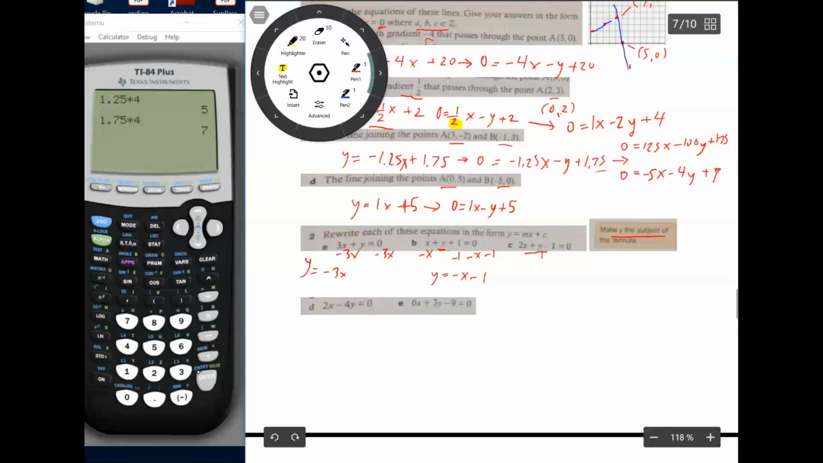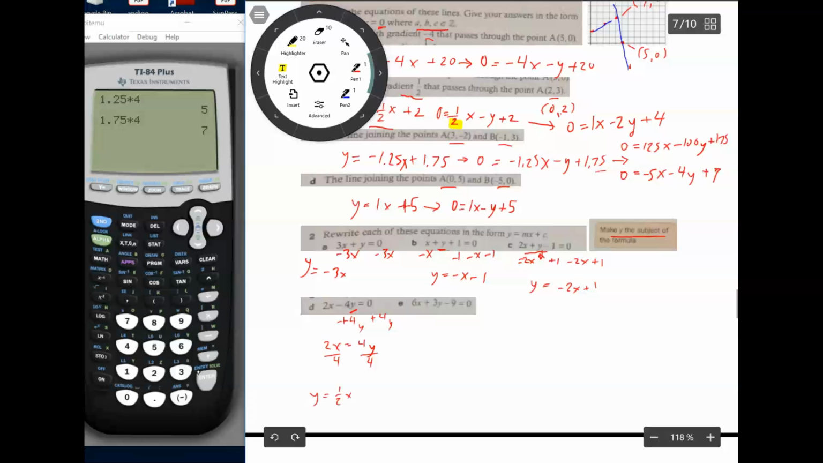And this one here, y is right there. We're going to subtract 2x, and we're going to add 1. And then we're going to get y equals negative 2x plus 1. 2x minus 4y equals 0. So again, we're trying to get y by itself, so let's add 4y to both sides. And then we'll get 2x equals 4y. And then to get y by itself, we divide both sides by 4. We get 1/2 x equals y.